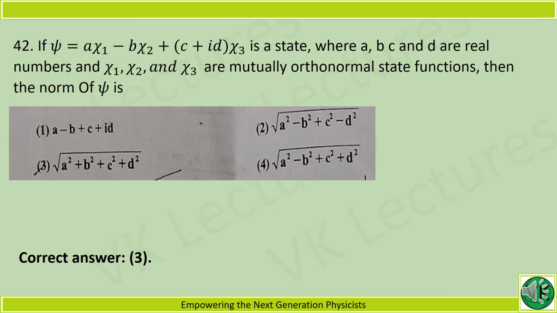Option 3 is correct. If psi equal to a psi 1 minus b psi 2 plus (c plus id) times psi 3 is a state, where a, b, c and d are real numbers, with psi 1, psi 2 and psi 3 mutually orthonormal state functions, then the normalizing constant of the wave function psi is option 3: 1 over root of a square plus b square plus c square plus d square.